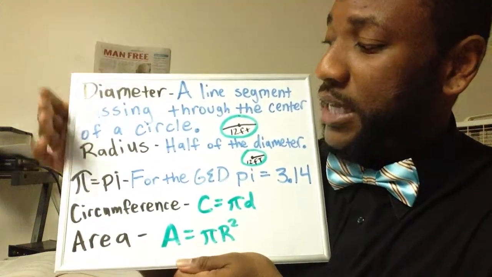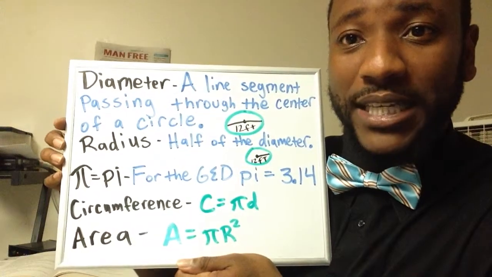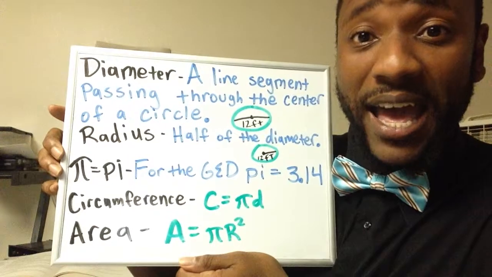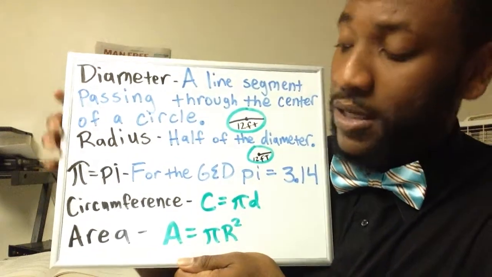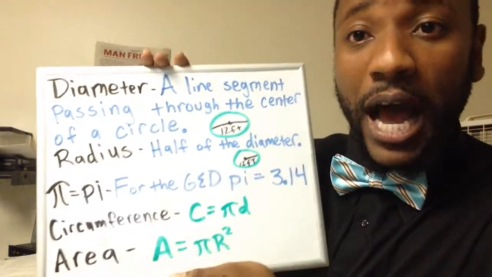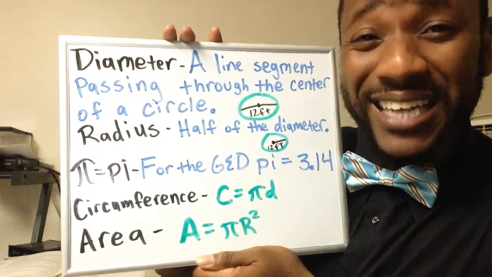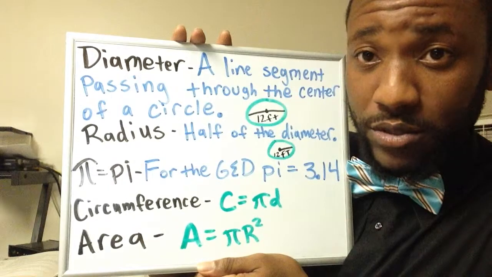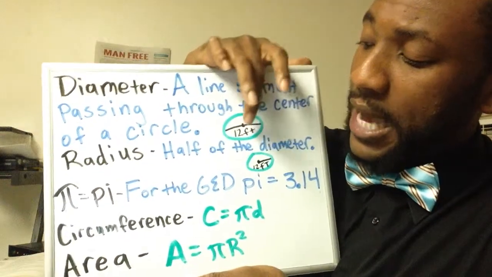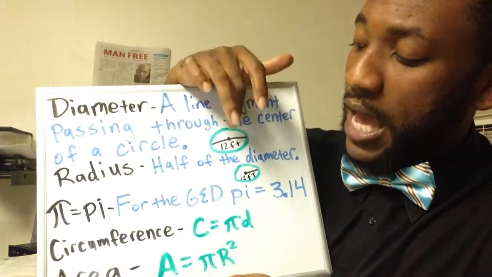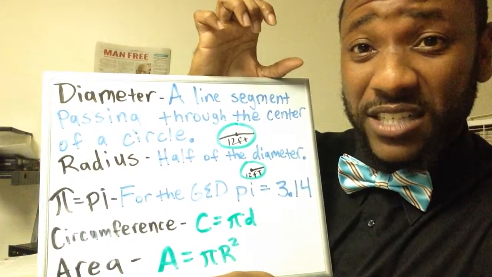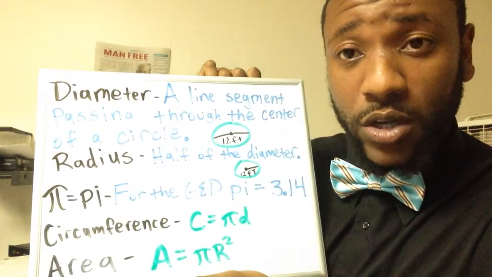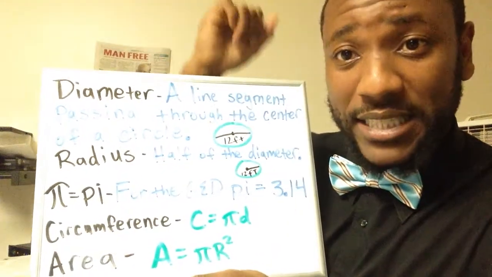The next one is radius. The definition of radius is a line that is half of the diameter. So in my second circle here, I also use 12 feet, not to confuse you, but to avoid confusion. This dot here is telling you that half of this circle is 6 feet. But here, that line only goes halfway through the circle, and this radius is 12 feet.